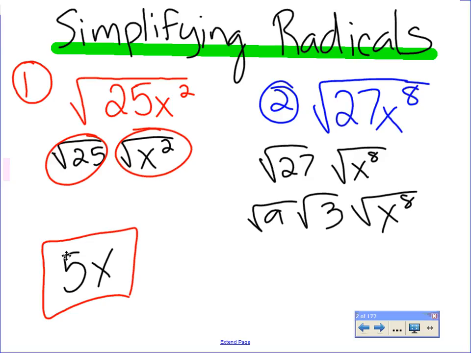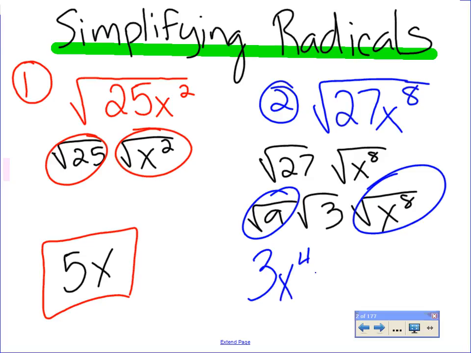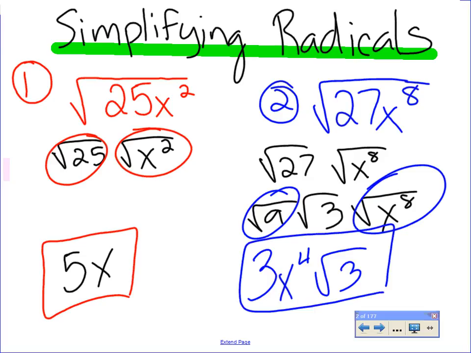Okay, so the next thing you'll do is circle the perfect squares. Square root of 9 is 3. And Kate, what's the square root of x to the 8th? Good job. And then you leave square root of 3 inside the radical, and that's your answer. And again, I know the video did a lot of these, just like a little review.